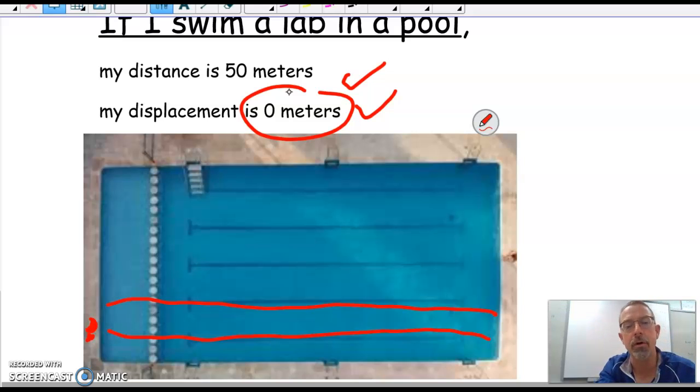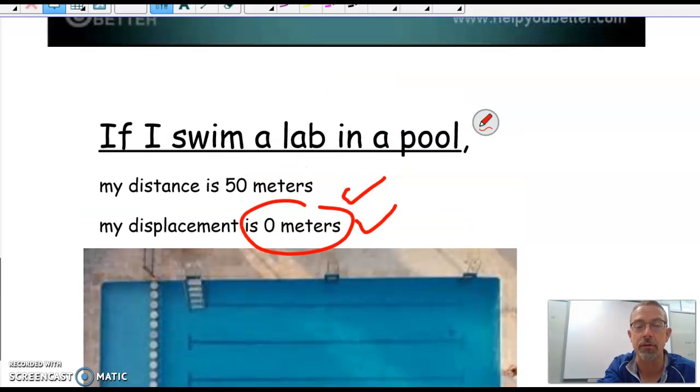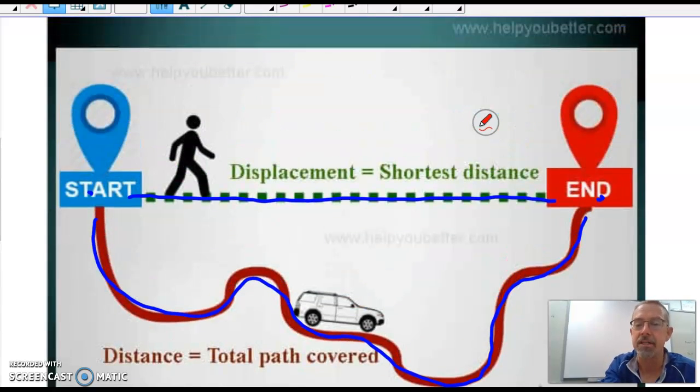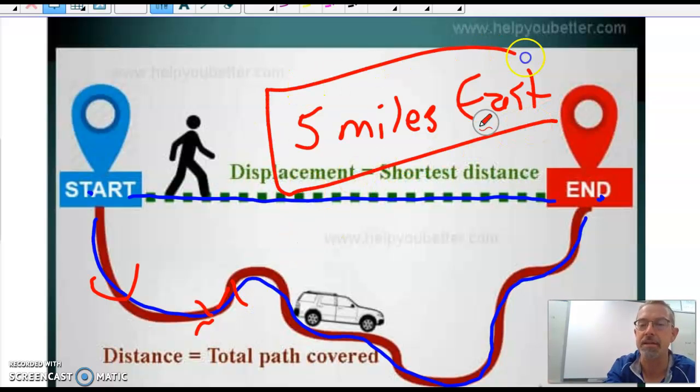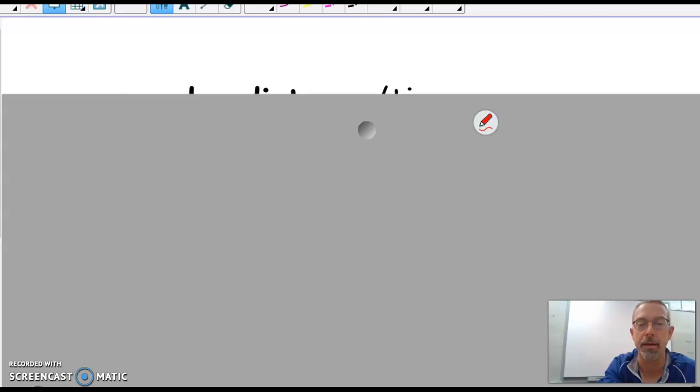Also, we're going to find out that displacement is going to end up having a direction. So if I look here, my displacement might be 5 miles east in this case. Whereas I can't really point out a direction for my distance because here I'm heading south, here I'm heading east, here I'm heading north. But my displacement has a definite direction. So let's build upon that a little bit.